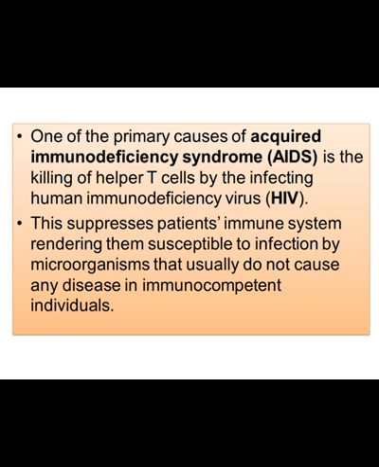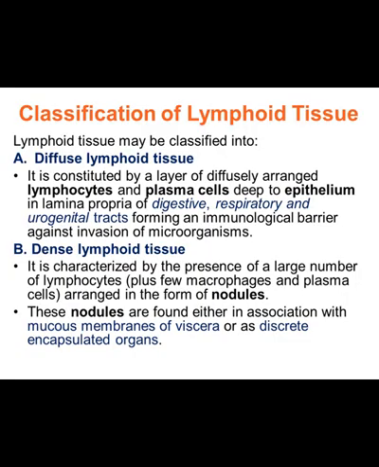This suppresses the patient's immune system and renders them susceptible to infection by microorganisms. Now we come to the classification of the lymphoid tissue. The lymphoid tissue is classified into two main types: diffuse lymphoid tissue and dense lymphoid tissue.